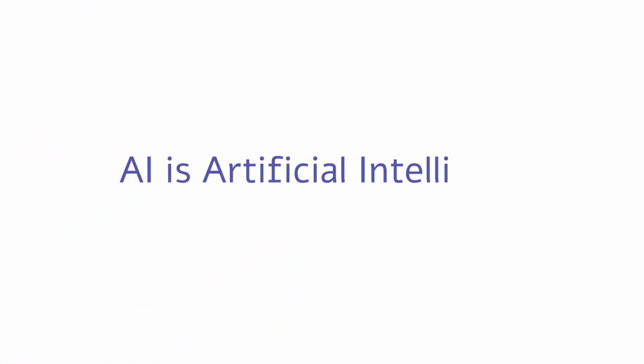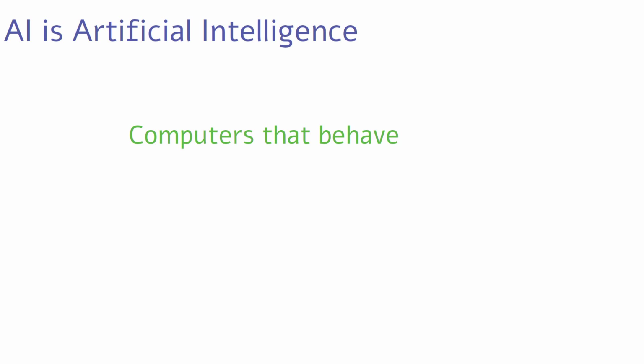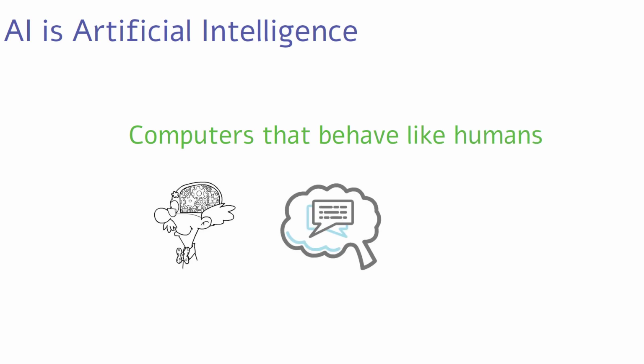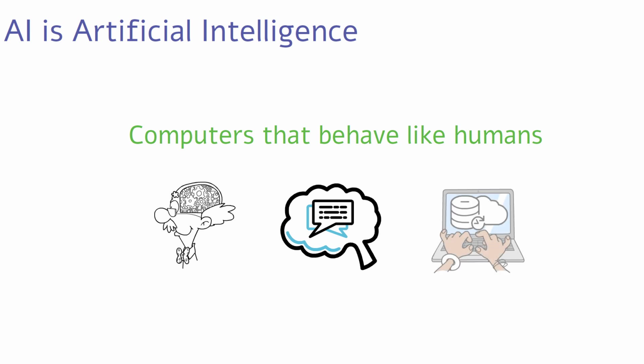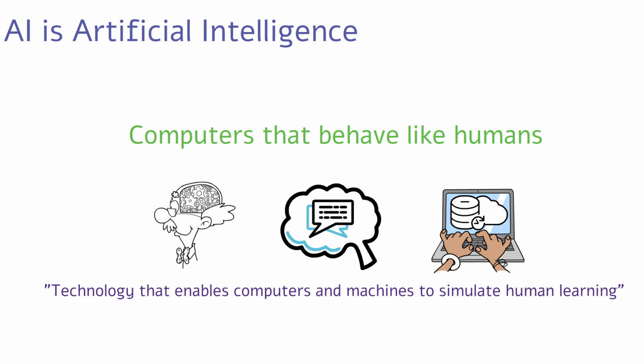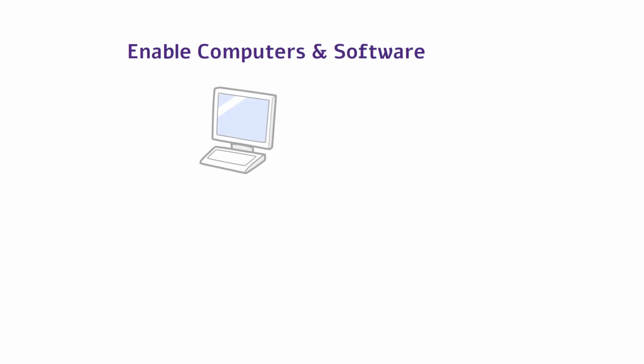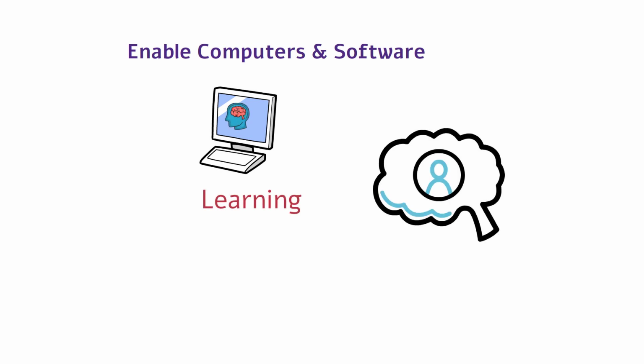AI stands for Artificial Intelligence, which simply means computers that behave like humans. The typical explanation for AI, as you will find on the internet, describes this as technology that enables computers and machines to simulate human learning. The purpose of AI is to enable computers and software to perform tasks that typically require human intelligence, such as learning, reasoning, problem solving, and language understanding.